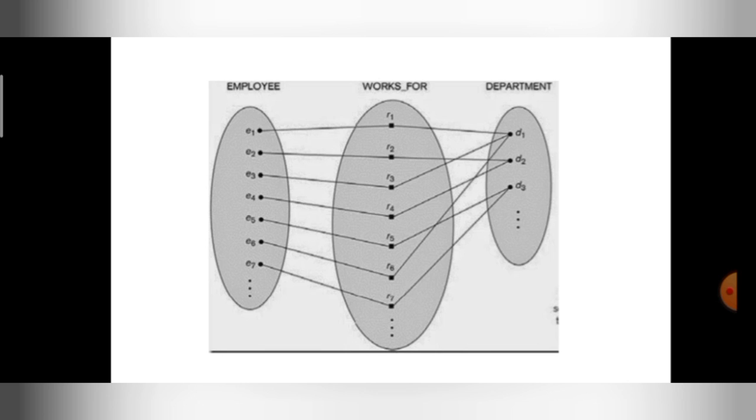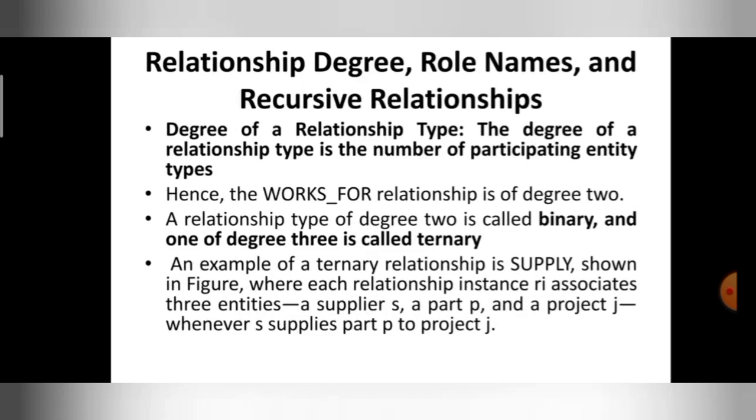Manager is the head of the department. Manager is the employee of the department. That is a recursive relationship. The same entity is participating 2 times. Employee. Here manager is an employee also. Manager is the head also. Hope you are understanding. That is a recursive relationship.